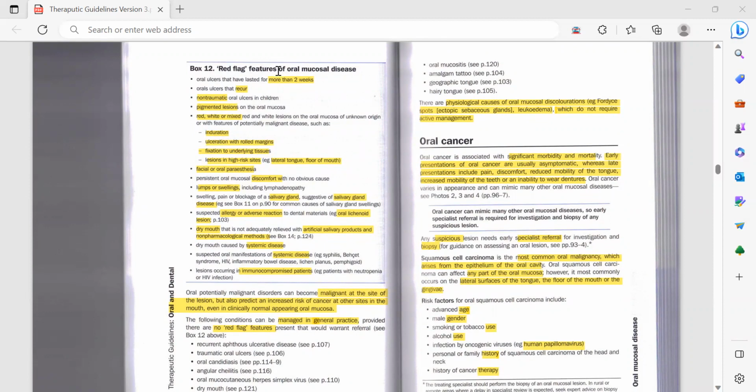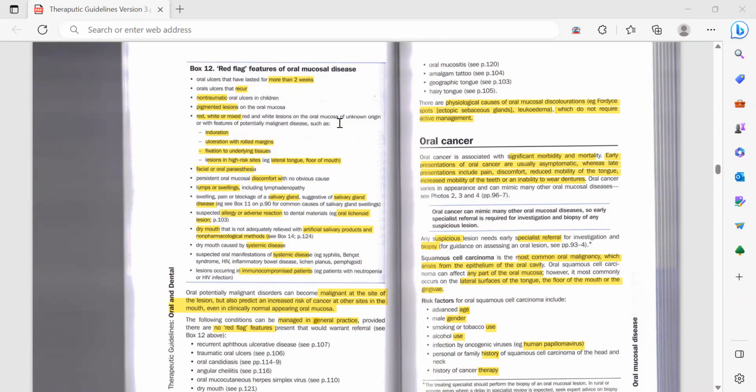Then pigmented lesion, or any red, white or mixed red and white lesions, because you know that the white lesion could be leukoplakia and the red lesion could be erythroplakia. Okay, so you need to be more cautious about that.